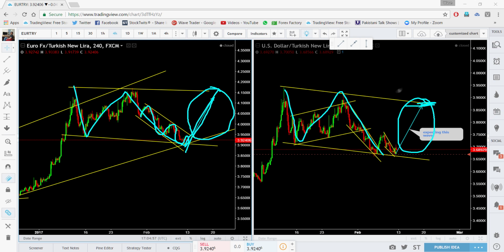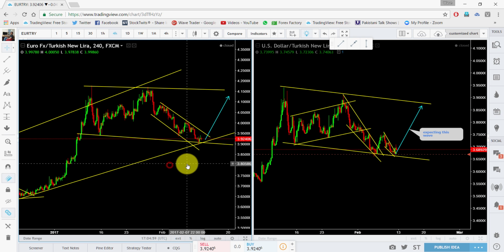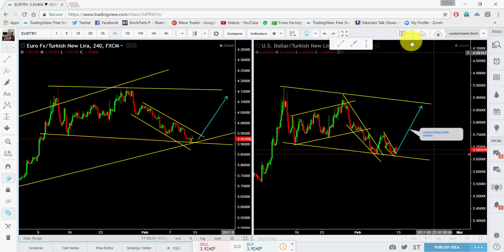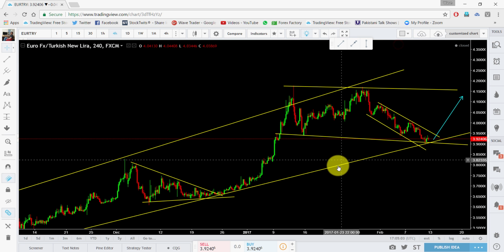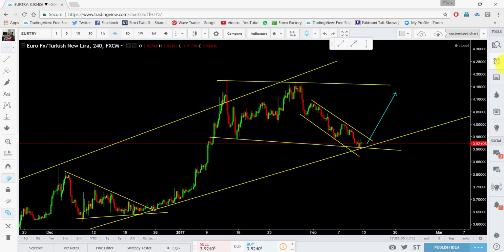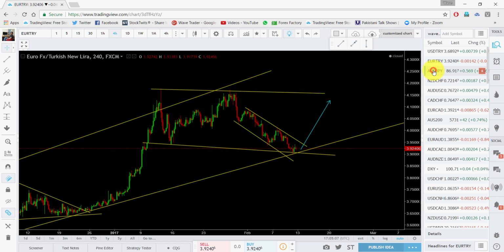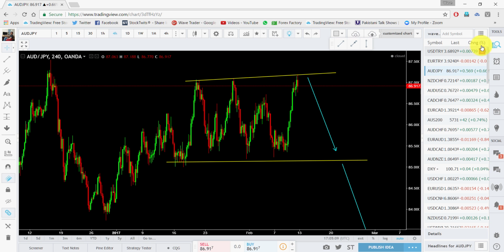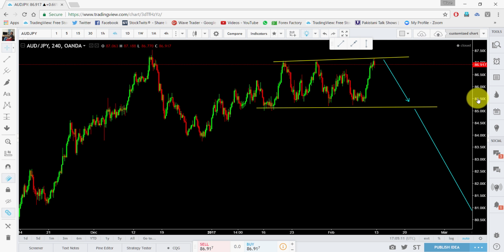Okay, so these two pairs are forming quite similar pattern. Okay, so keep your eyes here as well. So euro yen, Australian dollar and yen.